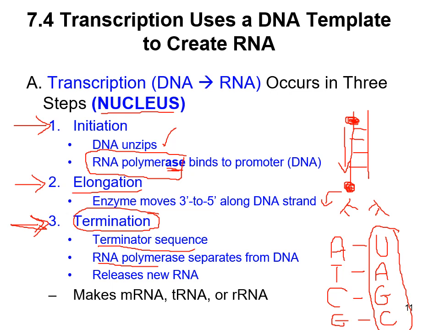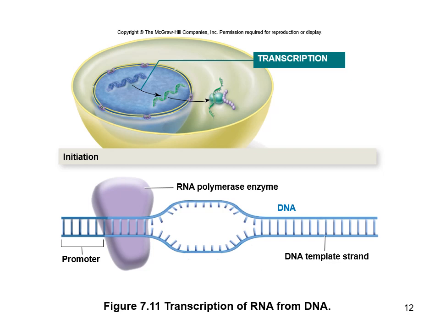Your body, or I should say your cells, will have to do these 3 steps regardless if they're doing mRNA, tRNA, or rRNA. Now, here are a few illustrations to highlight the steps of translation. Once again, our goal is to go from DNA to RNA, and this is all happening within the nucleus of the cell.